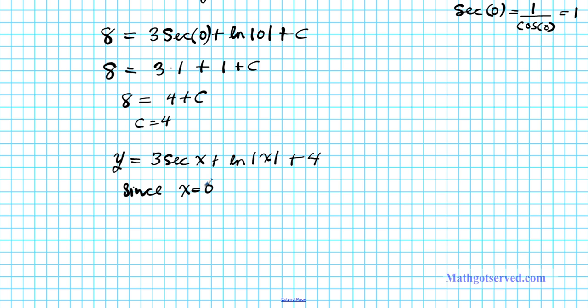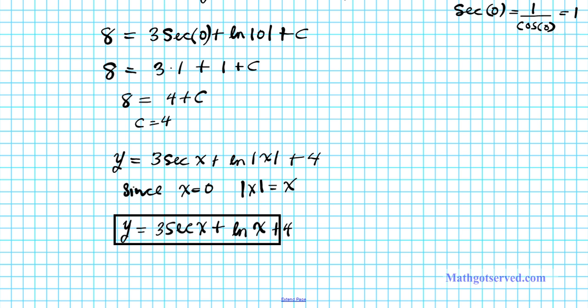So the absolute value of x can be expressed as x. Absolute value of x is just x. If we had a negative number here, then we'd have a problem, and we'd have to retain this absolute value. But since we're dealing with 0, we can simply drop this absolute value here. So we have y equals 3 secant x plus the natural logarithm of x plus 4. Because of this particular solution, that's why we have the right to drop the absolute value bars from our answer. Okay, and that's what we started with, and we're confident that our answer is in fact correct.